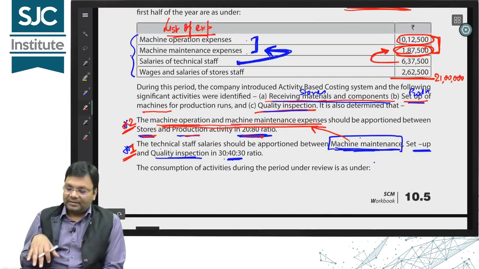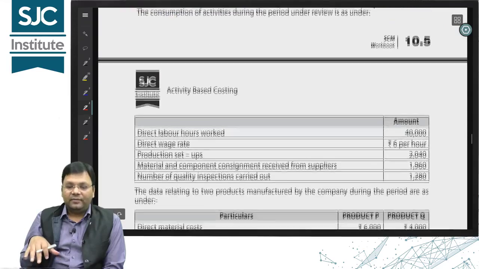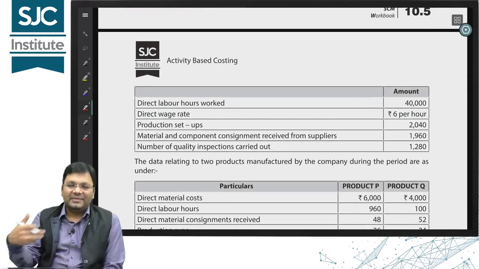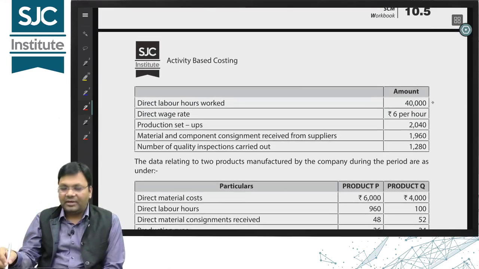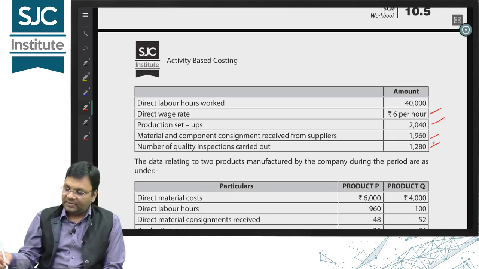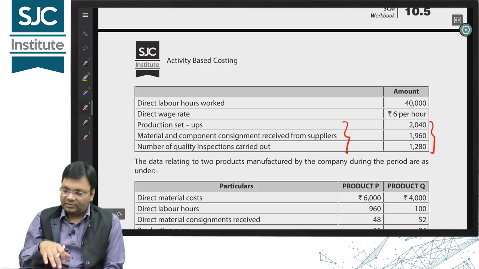Alright. Next, the consumption of activities during the period under review is as under. Consumption of activities basically implies your cost drivers. So next, labor hours worked for the period is 40,000, wage rate is 6 rupees per hour, total production setup is 2040, material component consignment received from supplier is 1960, number of quality inspections carried out is 1280. Got it? So these are going to be your cost drivers for the three activities that the question has already chosen.